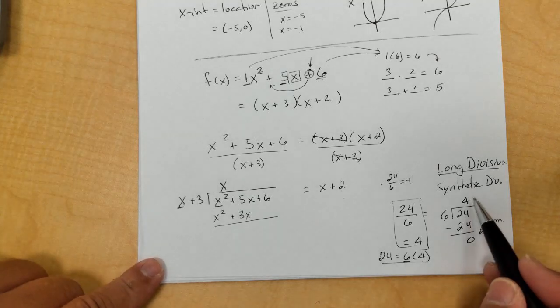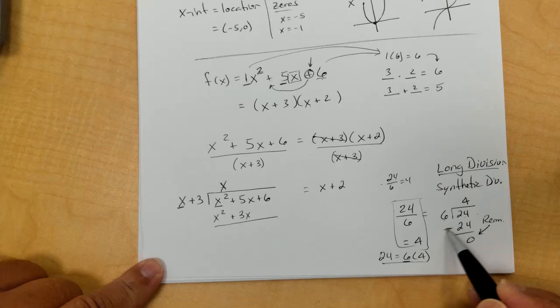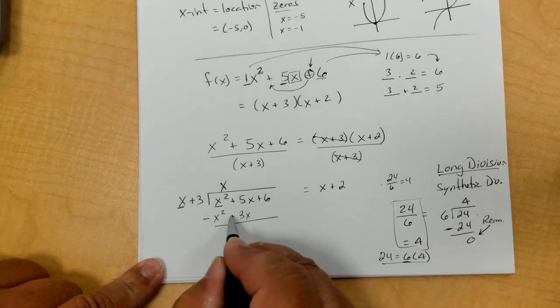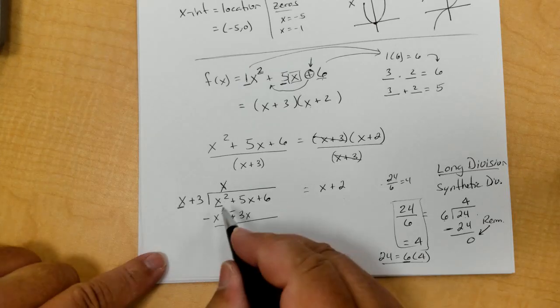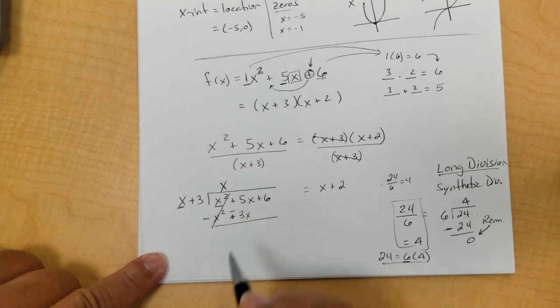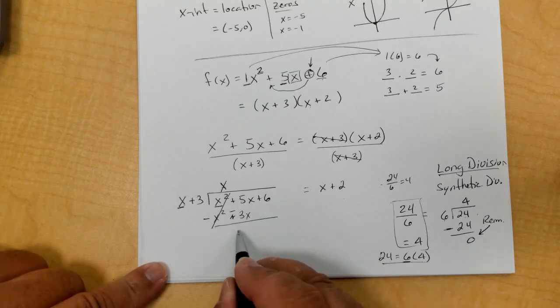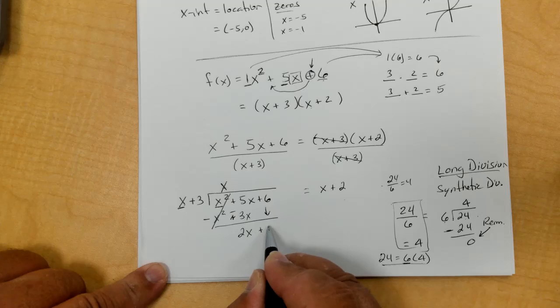Which is what we did here. We took 4 times 6 is 24, and then we subtracted them. That's what we do here. We now subtract both of these numbers. X squared minus x squared, that cancels, that's good. 5 minus 3 is 2x. Bring down everything else.